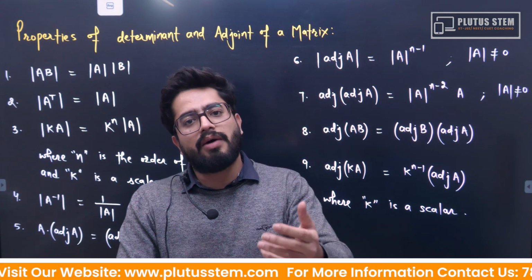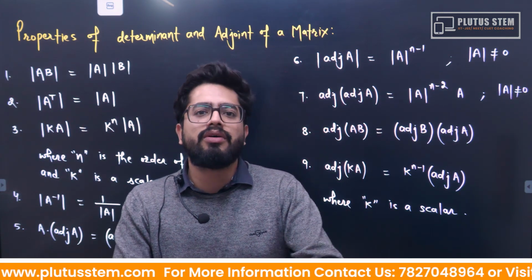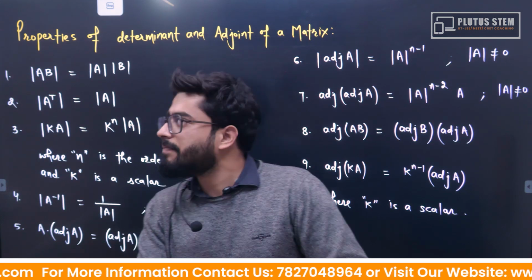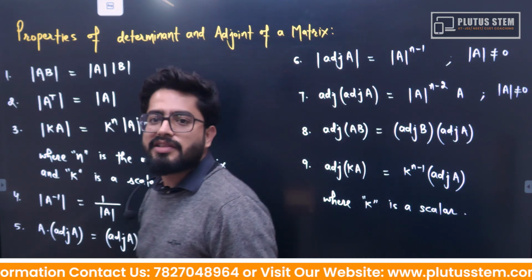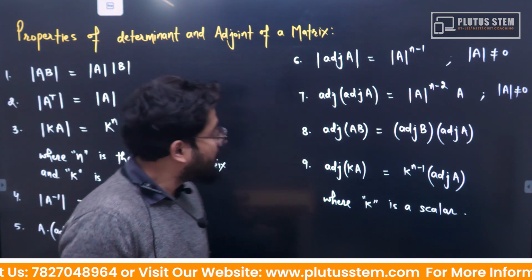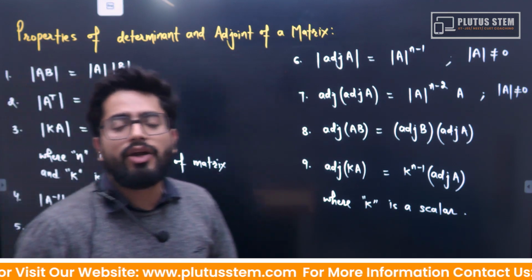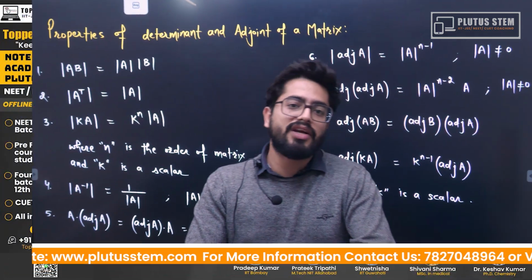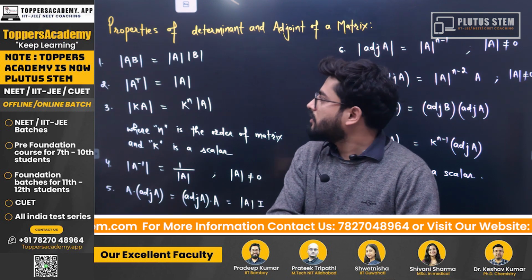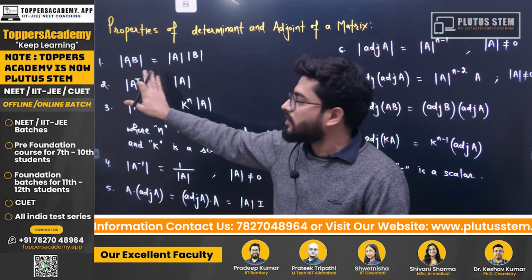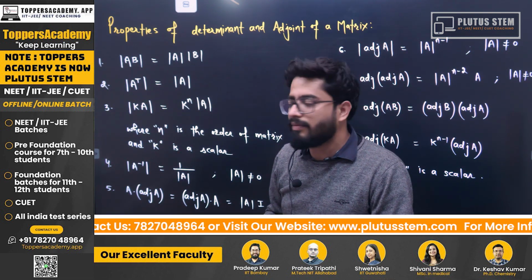Generally you will see that on these properties you get a question. And what are the properties? Let's discuss it. First one is determinant of A into B. If you have two matrices A and B which are compatible for multiplication, then determinant AB is determinant A into determinant B.